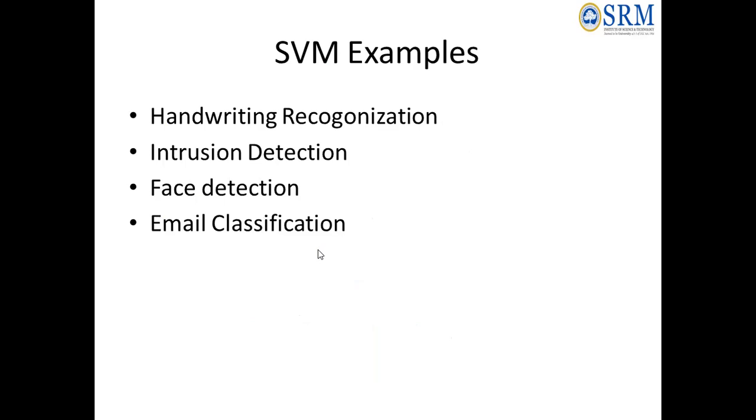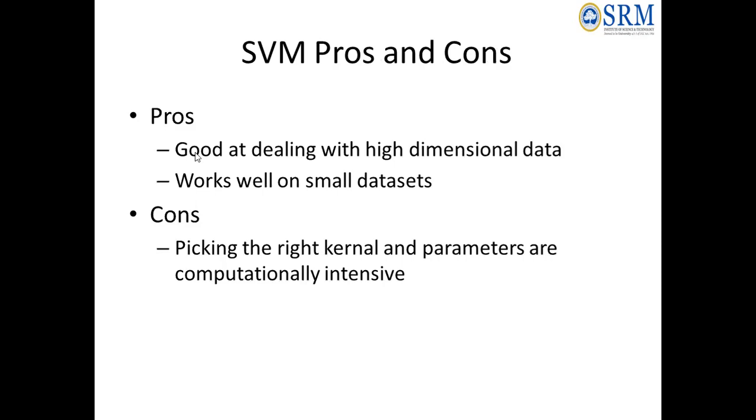And here, as an advantage, SVM is good in dealing with high dimensional data and works well on small data sets. The disadvantages of SVM are picking the right kernel and parameters, and it is computationally intensive because we are going to work only with a small data set. And we say that it is very good in developing complex decisions provided that our data set is very simple.